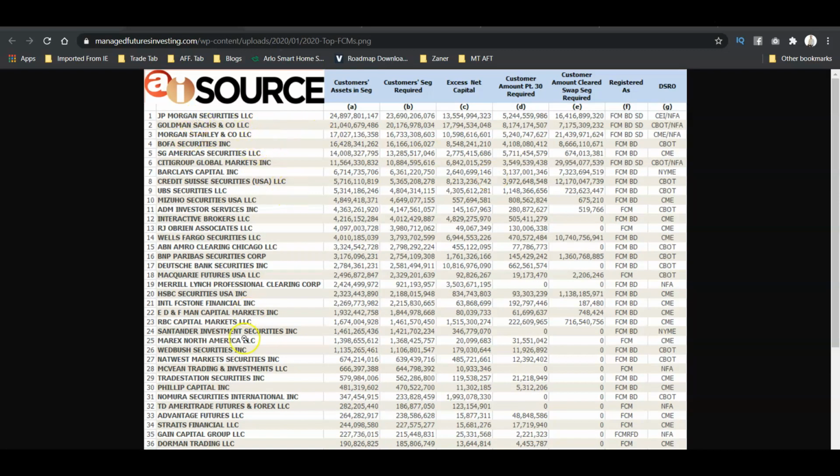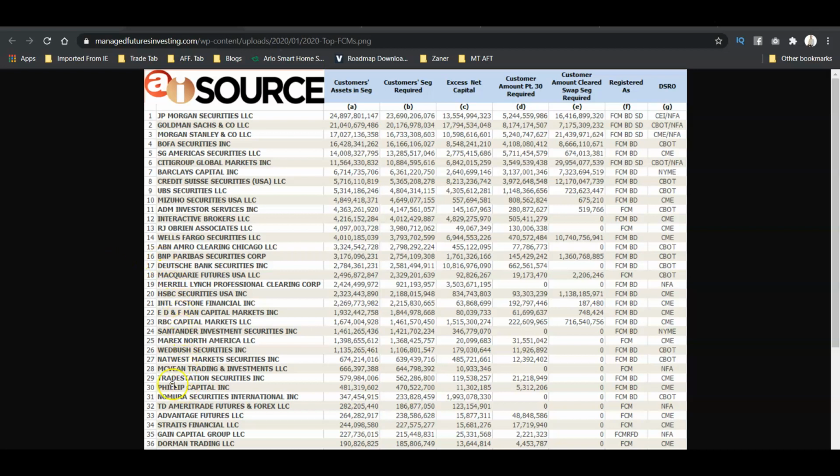These are the top FCMs, people that pretty much run their own money here. You'll see what they're registered as on the column of F. And you'll notice some of these names in here that are pretty popular, but you probably can't trade through. I'm just going to go through them quickly. But they are FCMs. They also clear their broker dealers. So they're kind of like trading their own money as well.